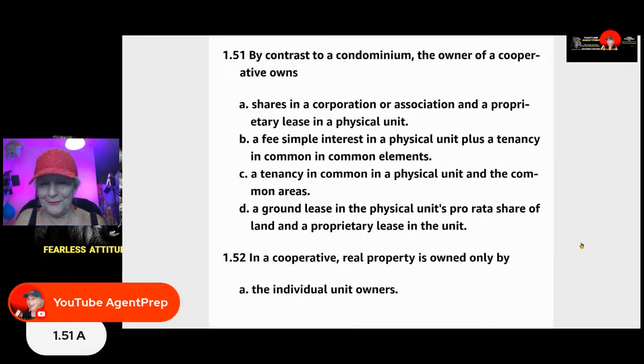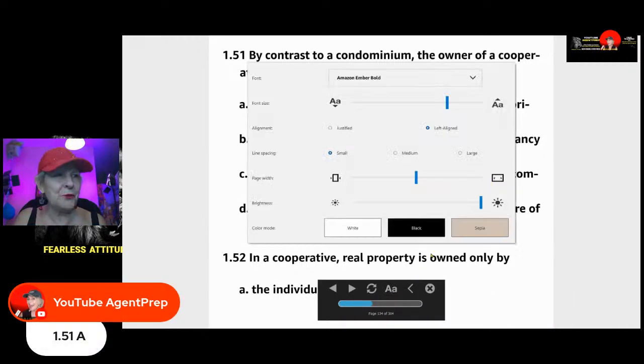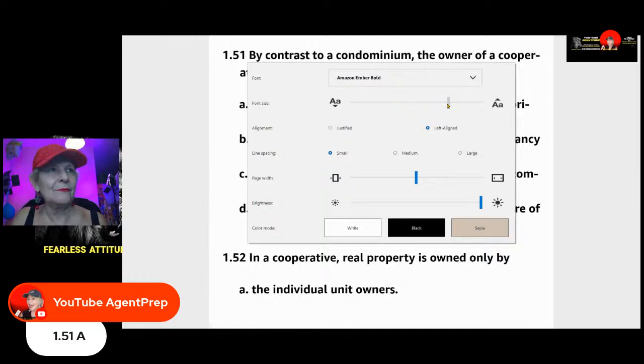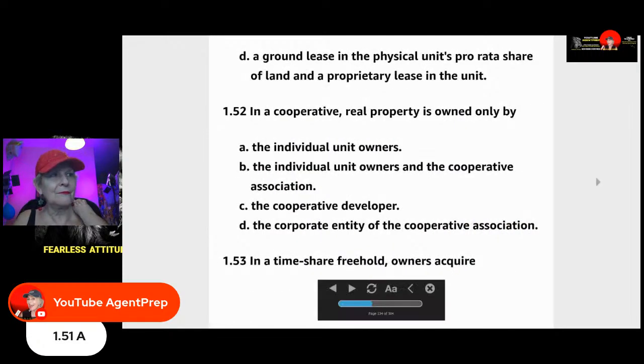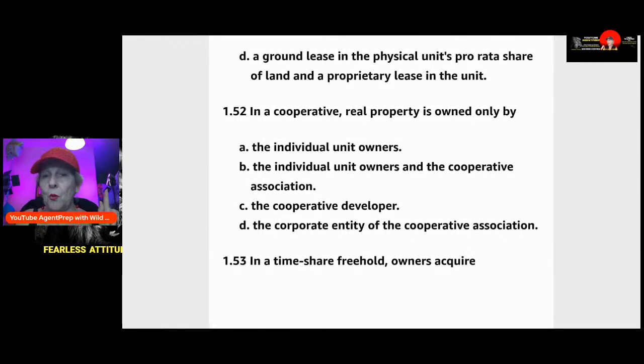Thank you. All right, number 52. Here we go again with a cooperative. In a cooperative, real property is owned only by A, the individual unit owners, B, the individual unit owners and the cooperative association, C, the cooperative developer, or D, the corporate entity of the cooperative association.